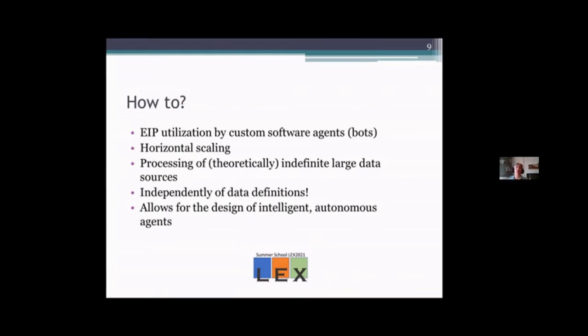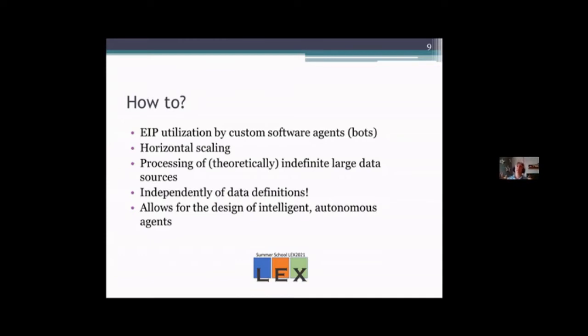The solution was through the enterprise integration patterns to create custom software agents. A decade ago, we would say bots. I don't think it's in a lot of actual use right now, this word. We would say more scientifically, we would use customizable software agents that can be scaled. This would mean you could have larger databases or more databases, but in this demo, we would like to demonstrate it with just a simple use case.